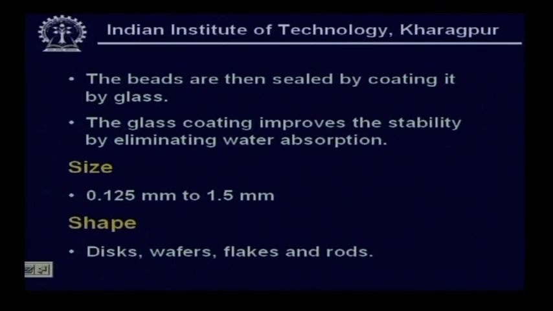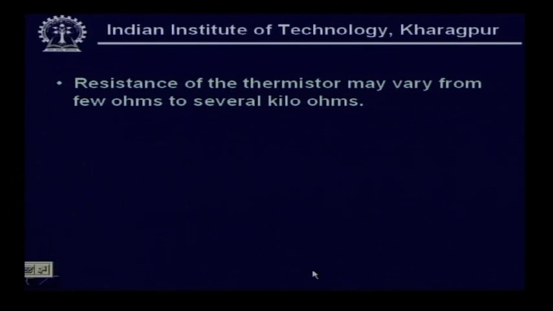Shape: it has various shapes, it can be available in discs, wafers, flakes as well as in rods. These are the different shapes of the thermistor. And the resistance of the thermistor may vary from a few ohms to several kilo ohms. Usually, as I told you, one application is that we use it in electronic circuits also.